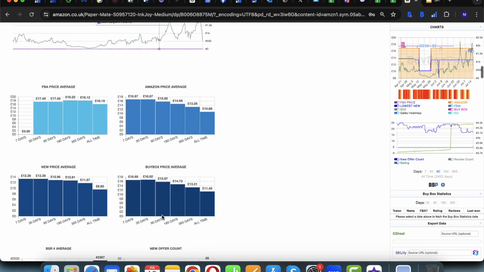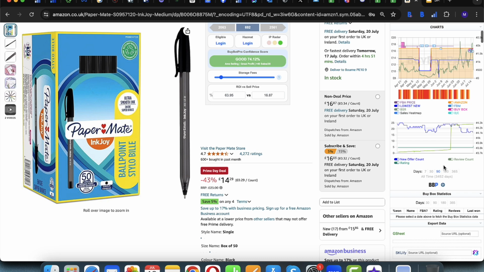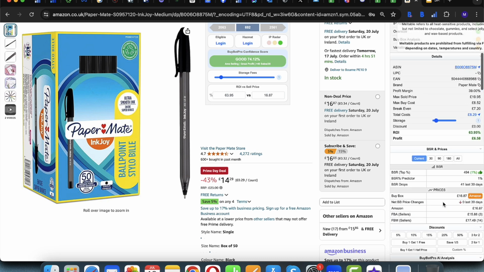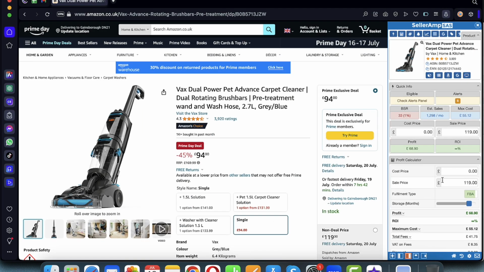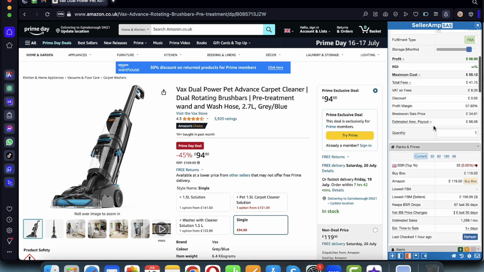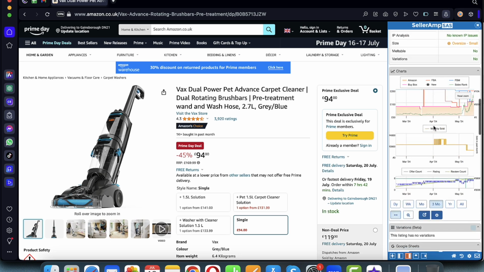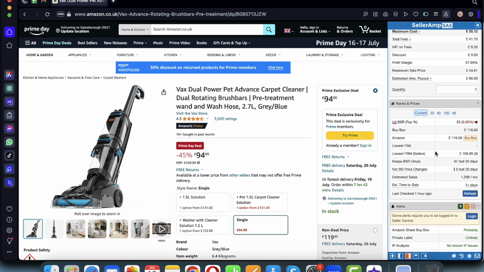So, yeah, that's what BuyBotPro has to offer in terms of sales figures. And now let's go ahead and take a look at what SellerAmp says. So what SellerAmp has is estimated sales, and this is on a per month basis. So you get it here in the quick info. I believe you also get it again here. So yeah, you get the estimated sales per month.